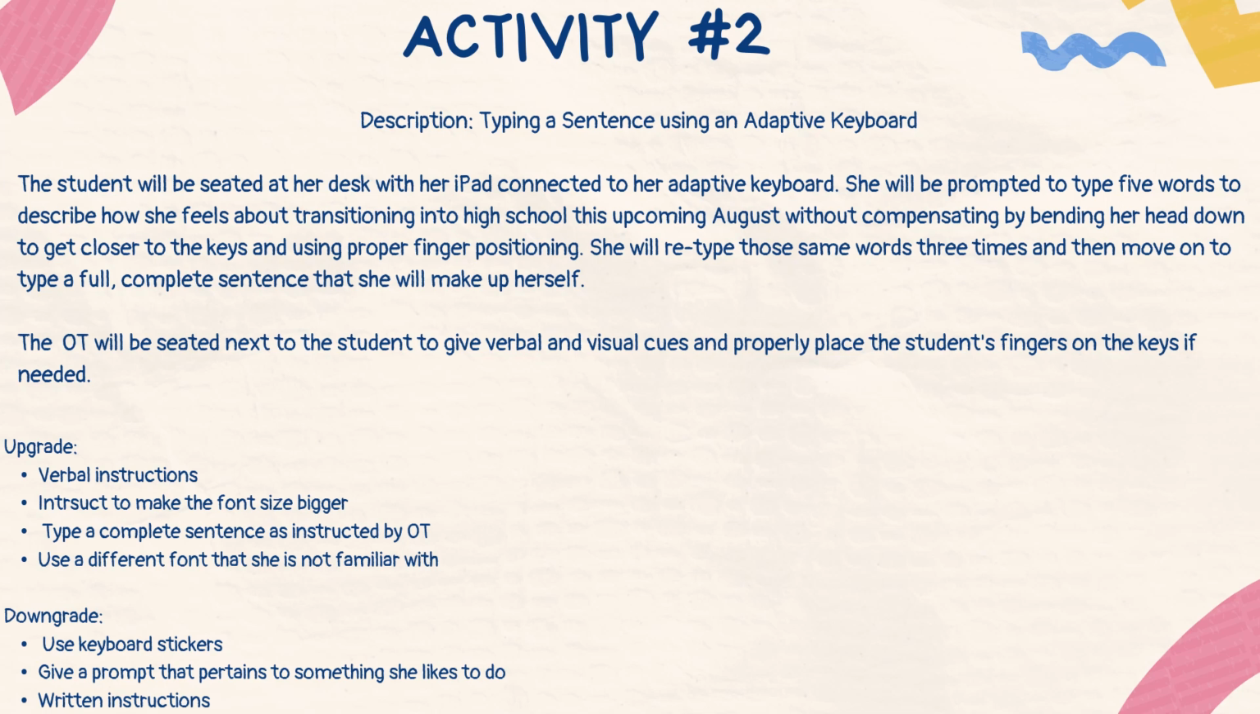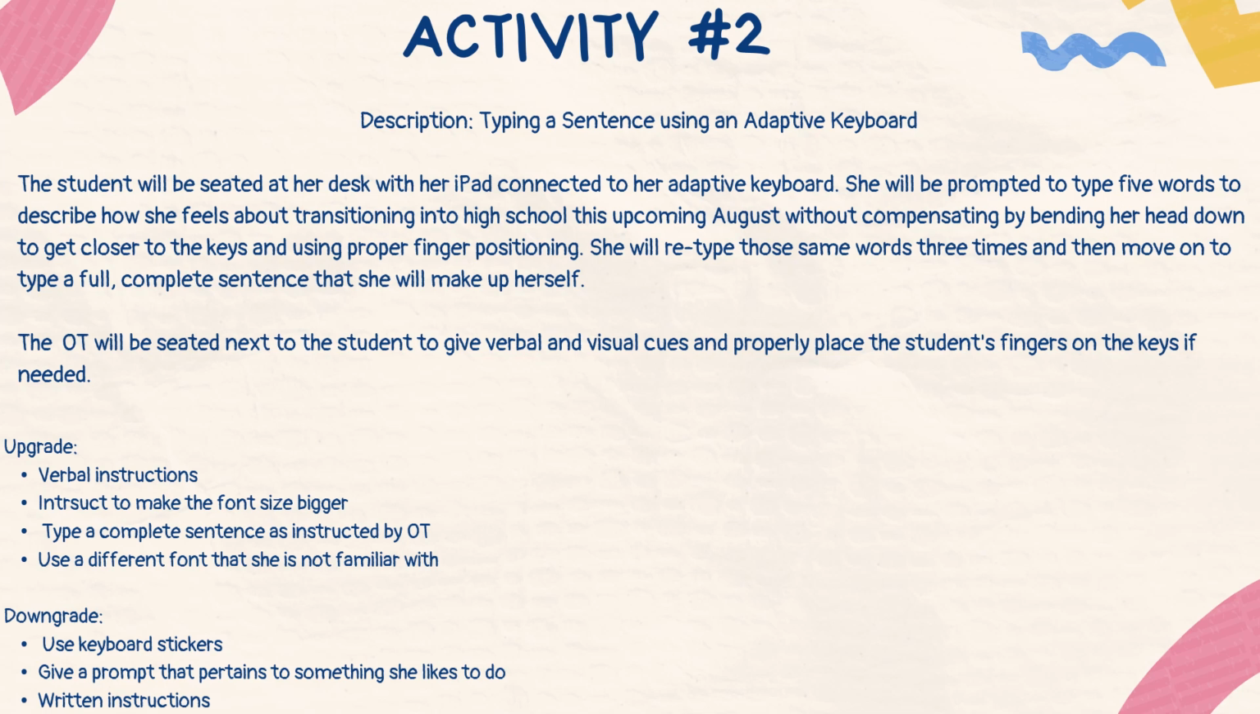So here is the second activity that I have come up with for Ariel. This one is typing a sentence using an adaptive keyboard, which she is using. I said that the student will be seated at her desk with her iPad connected to her adaptive keyboard. She will be prompted to type 5 words to describe how she feels about transitioning into high school this upcoming August, without compensating by bending her neck down to get closer to the keys, and using proper finger positioning.